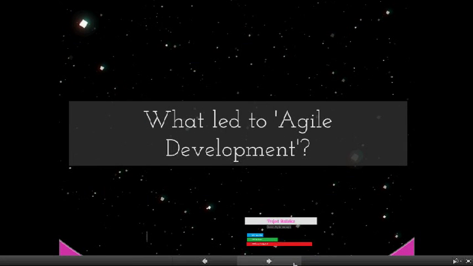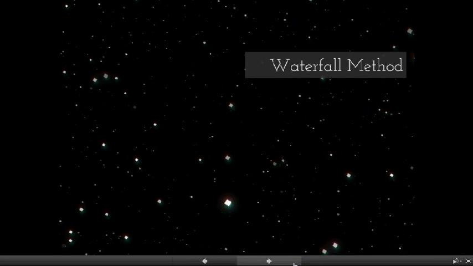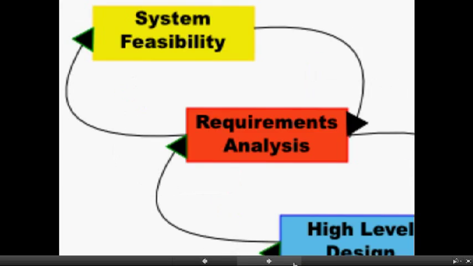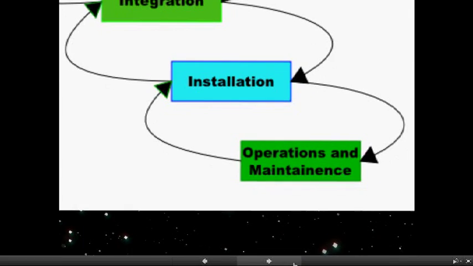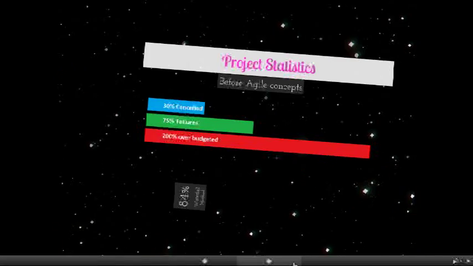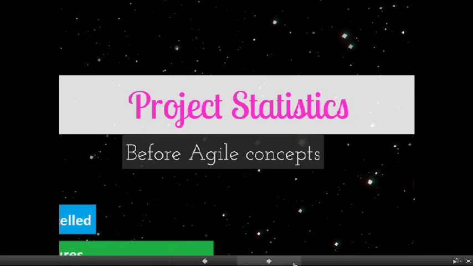software development paradigm. Agile concepts came to play in the first half of the 1990s after the software crisis, although the actual Agile manifesto was written in 2001. Before that, the methodology of software development was mainly governed by the waterfall method. The statistics of the projects that were done before the Agile Manifesto.